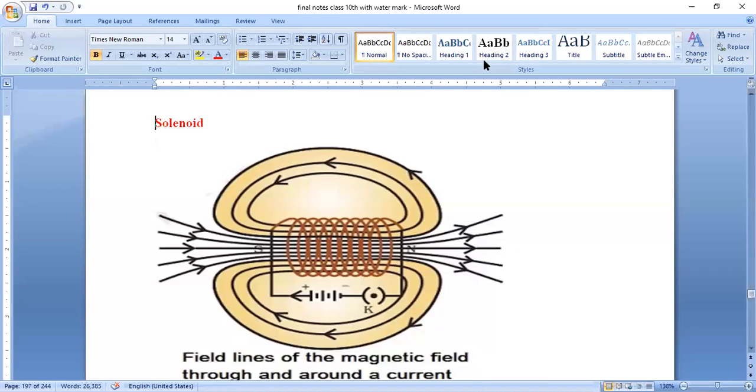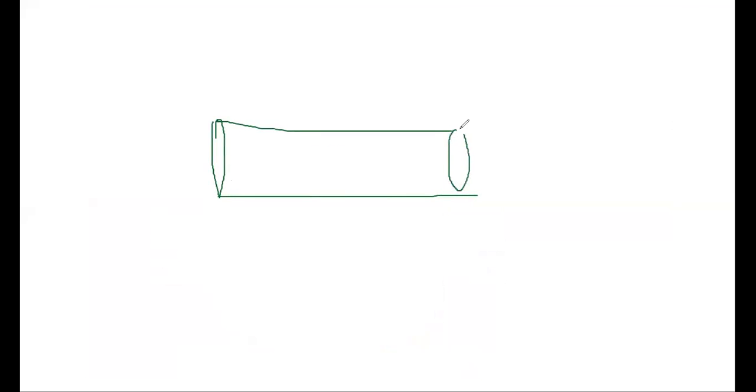So let us see what a solenoid is first. I'll draw the solenoid for you. Say I'll take a cardboard, and I'll make this cardboard like this in the fashion of a pipe. I'm just turning it into a pipe-like structure. This is a pipe-like structure of cardboard.